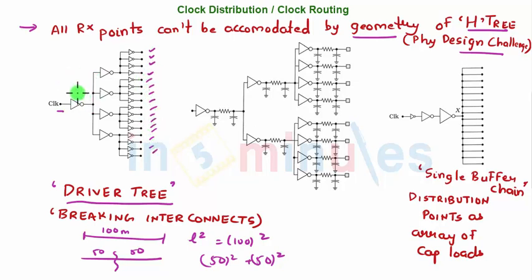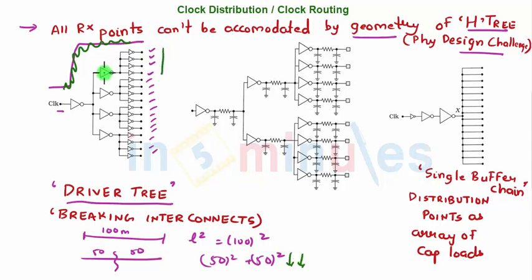What I'm doing is, technically it was like this. This was my clock and this was my receiver. So in this path, what I did was I broke the interconnect so that my delay reduces. And when I broke the interconnect, I started connecting inverters or buffers to restore the value of the signal. And I started grouping them.